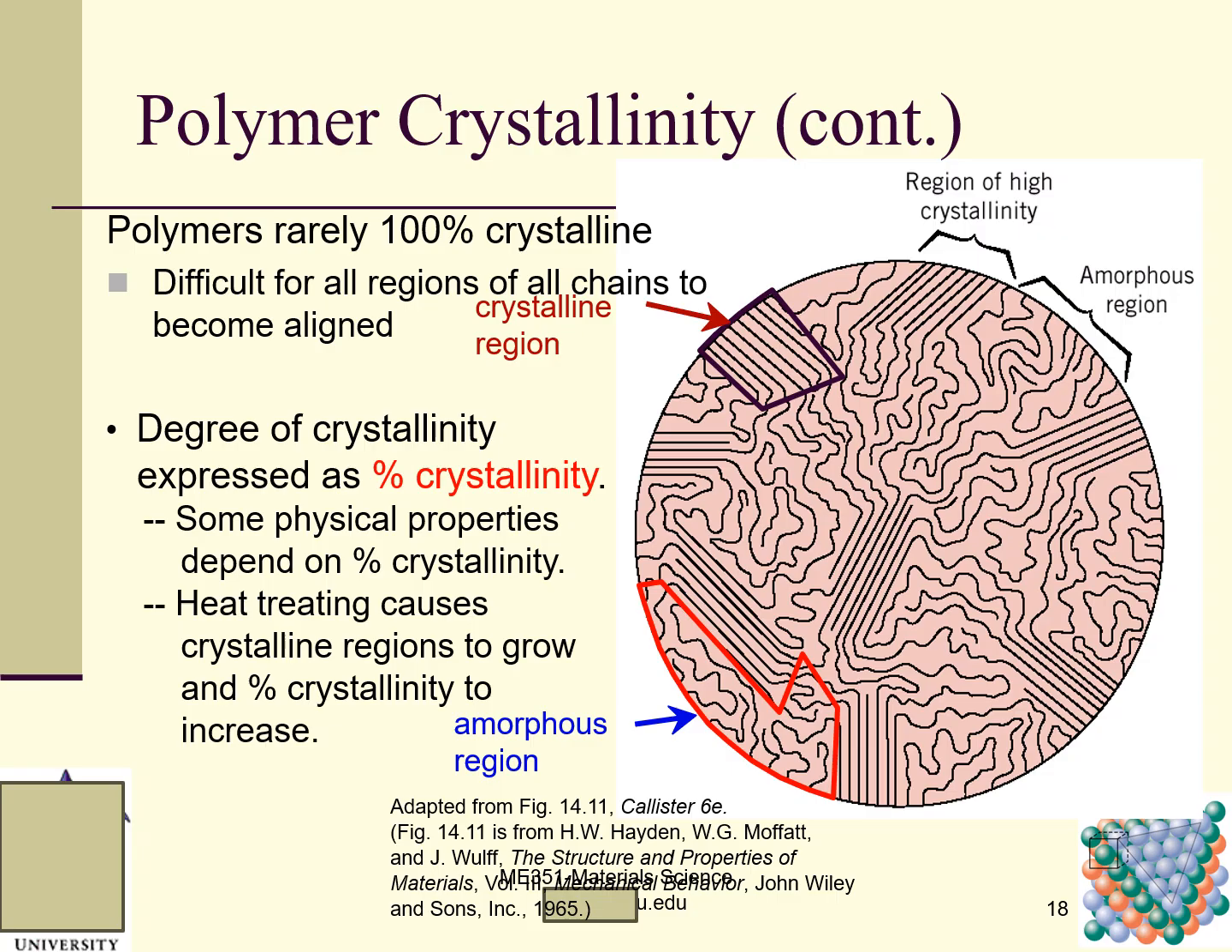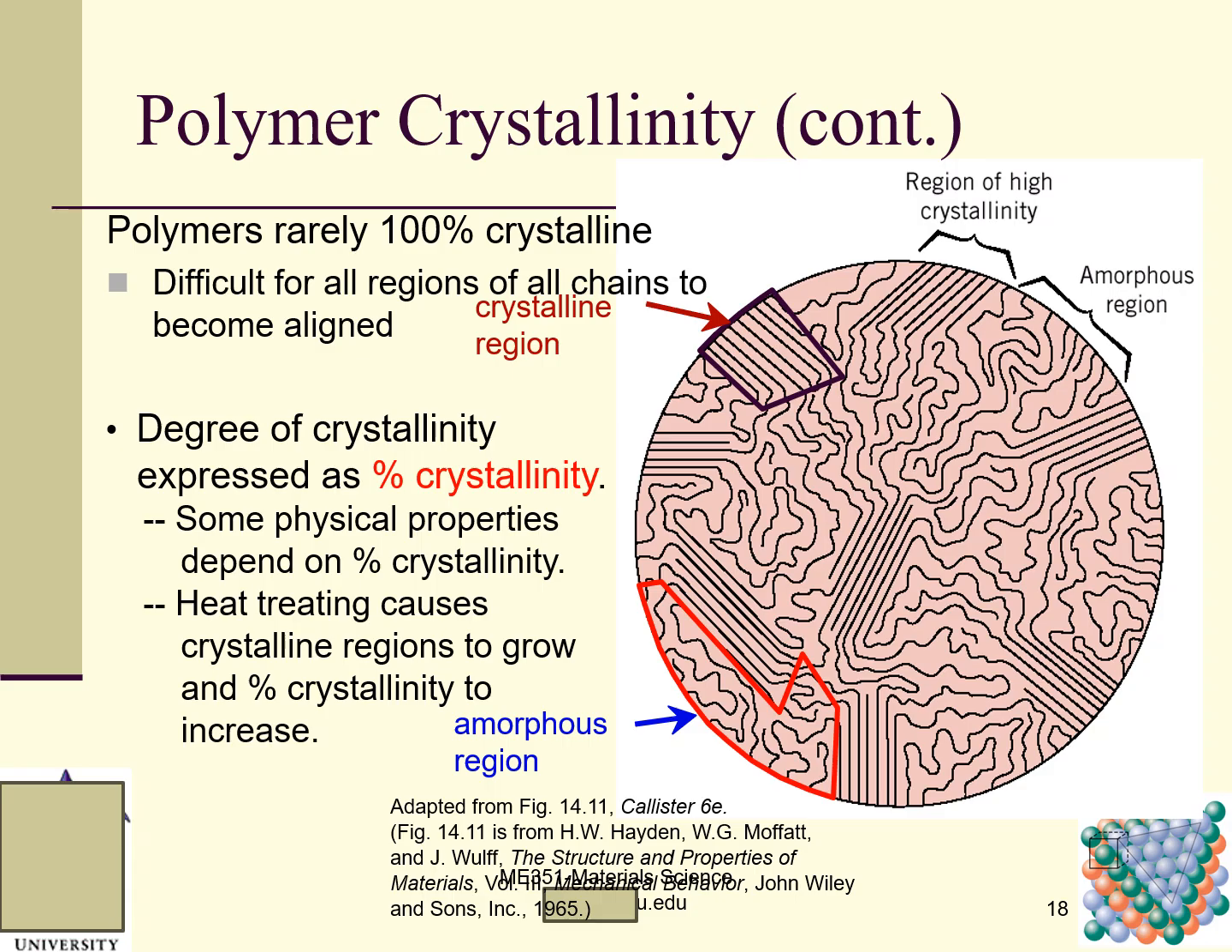Amorphous is non-crystalline. So this is crystalline, and all other areas are amorphous regions. If this is a total region or domain, we have both crystalline and amorphous regions. There is another concept that comes up, the degree of crystallinity. This is expressed as the percentage of crystallinity. So some physical properties depend on the percentage of crystallinity.